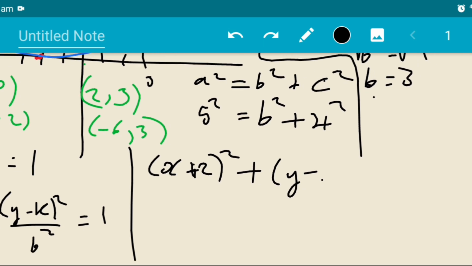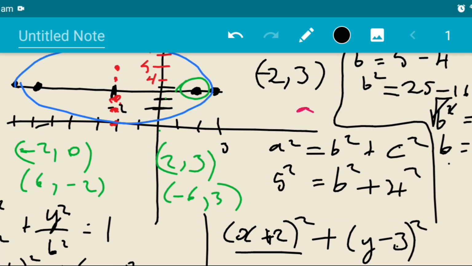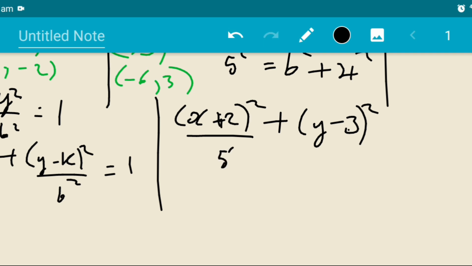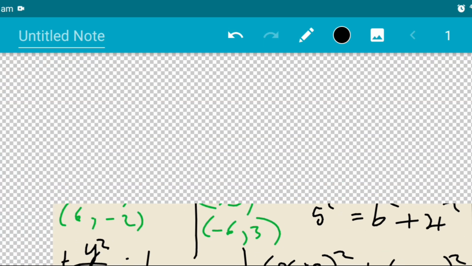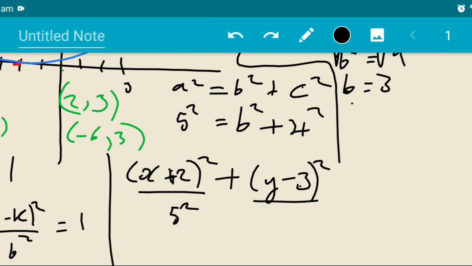So this here is +3 squared over, what is our a? Our a is 3. No, it's not 3. How many units did we move to the right? We had to move by 1, 2, 3, 4, 5. So our a is 5. So this here would be 5 squared. Then our b, what is our b? How many units do we have to move up and down, starting from the center? This is 1, 2, 3. So this here would be 3 squared. Should be equal to 1. So this is our equation.